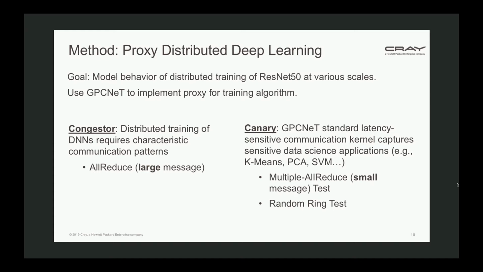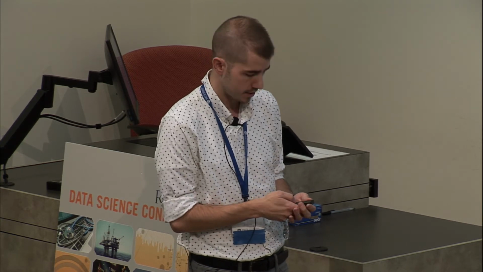Our canary is essentially the standard latency-sensitive communication kernels used by GPCnet. Other ones are possible, and GPCnet is really cool, actually, because you can do rapid prototyping of different communication algorithms. You can play around with congesters versus canaries. You can add your own canaries. You can add your own congesters. And that's all that we did, we took this and we added our own congester. But you can theoretically add your own canaries and explore other communication patterns, or if you know a specific communication pattern that you're interested in, you can use this benchmark and it will tell you how it responds to congestion on the network.